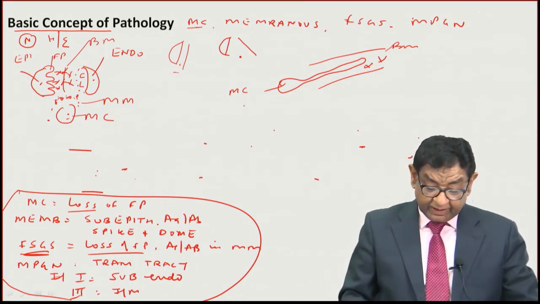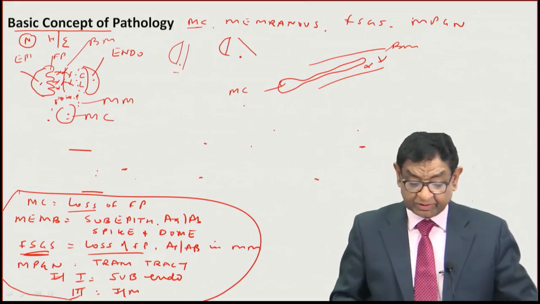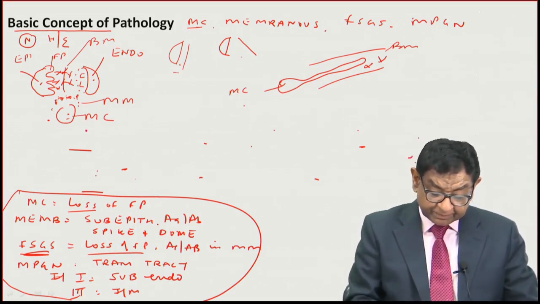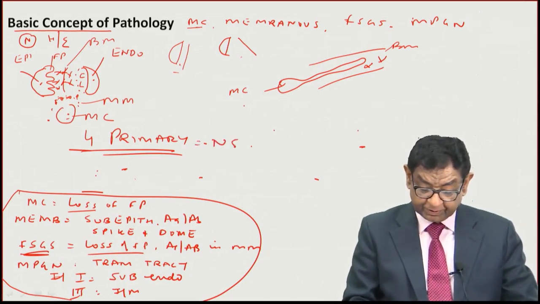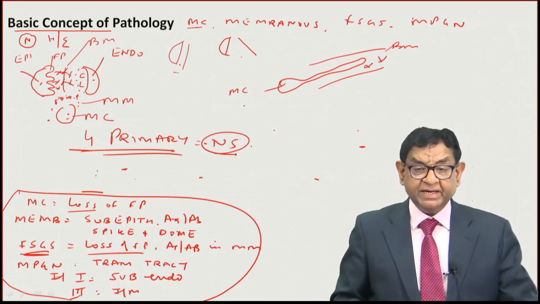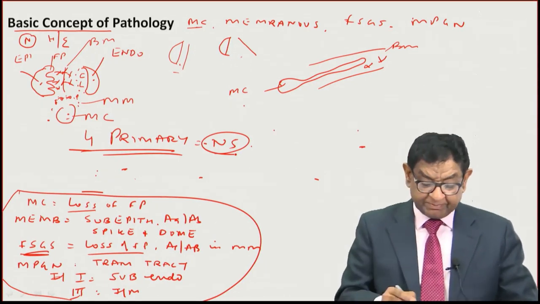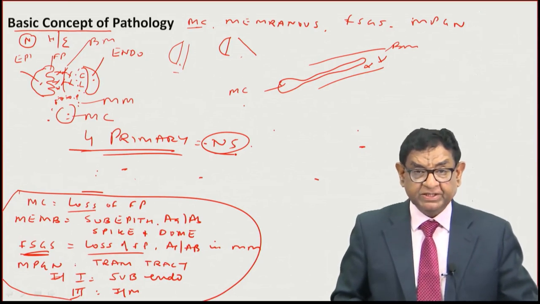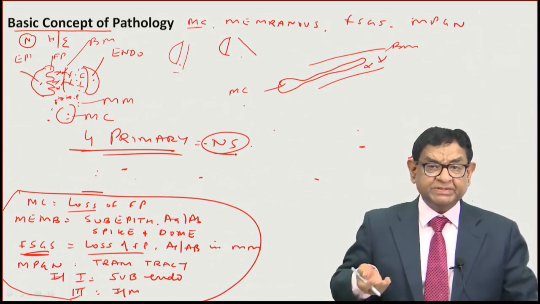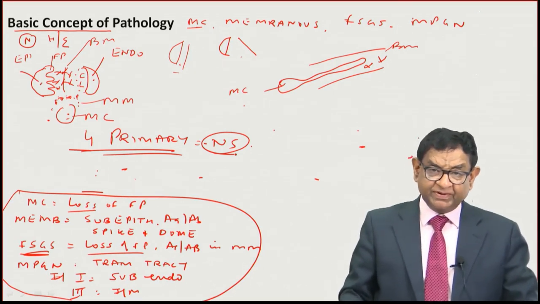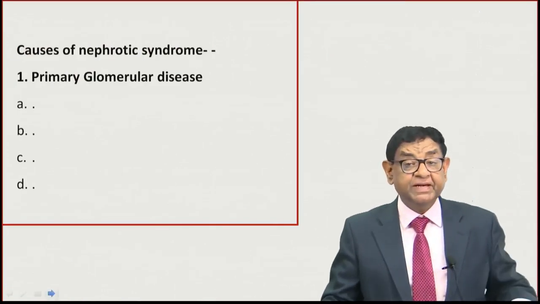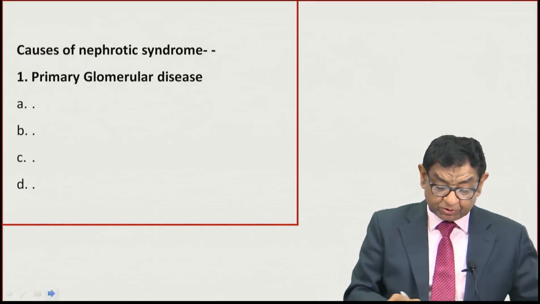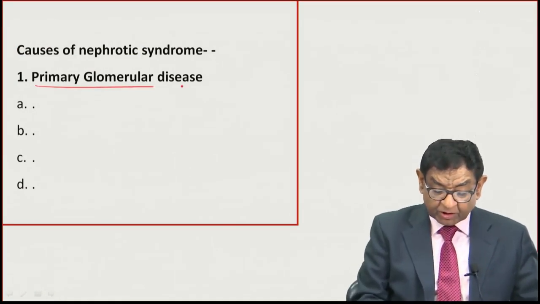Okay. Well, with this background, one more thing I'd like to point out. These are the four primary glomerular diseases which can lead to nephrotic syndrome. So when I talk to you regarding primary renal disease, glomerular disease to be more precise, I'm talking about these four entities. With this background of basic pathology, the subject of nephrotic syndrome is now very, very simplified. Again reminding you, they are the primary diseases which lead to nephrotic syndrome.